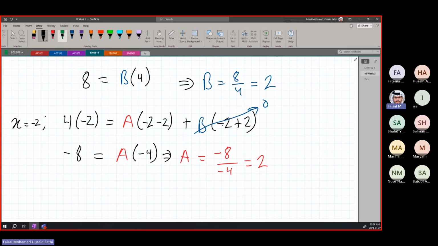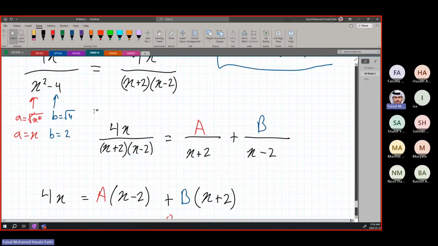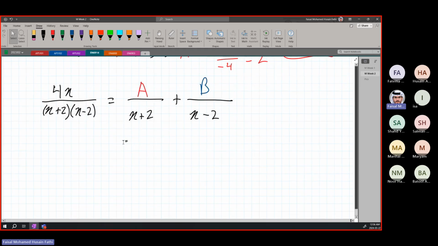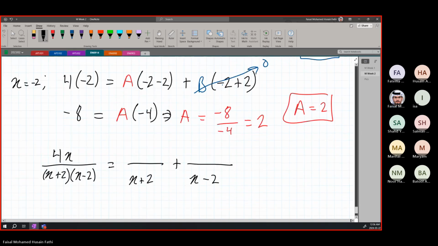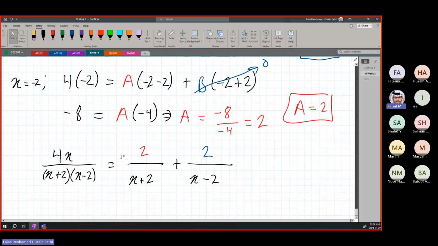So we found our b value. b is equal to 2. And we found our a value. a is equal to 2. They're both equal to 2. All right. Now we're going to substitute it back into this. So instead of a and b, this is going to be 2 and 2.